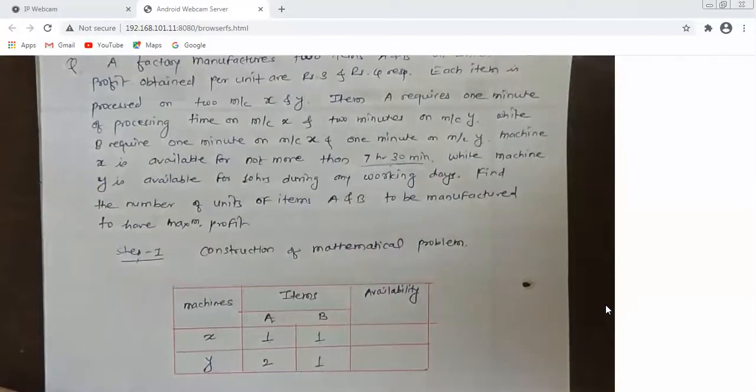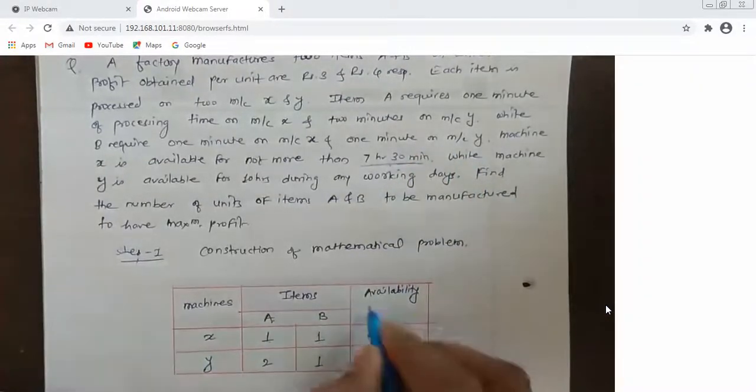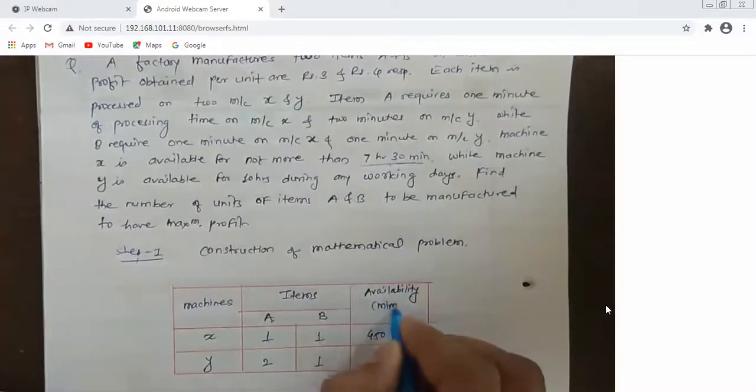So how much will it become? 7 into 60 is 420 minutes, plus this 30 minutes means 450 minutes. So I will get 450 minutes. So availability is in minutes.